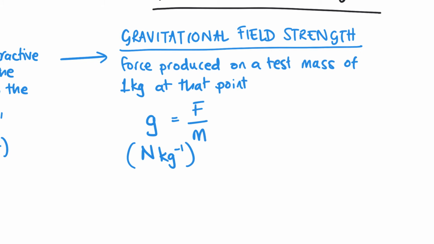Now, since g is equal to F divided by m, and we know that F is equal to capital G m1 m2 divided by r squared, well, we could also put that into this equation. And when we do, it cancels down to leave us with capital G multiplied by m divided by r squared. So two different equations here that we can use in order to figure out the gravitational field strength. So now we'll have a look at how we'll define the electric field strength.